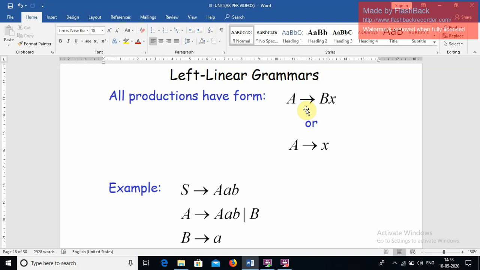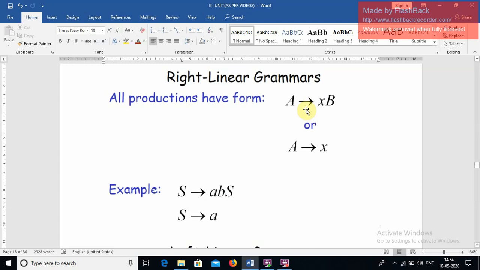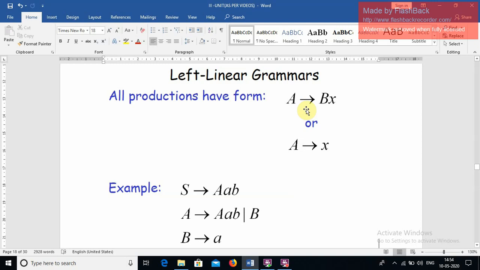Left linear grammar means the non-terminal exists on the RHS, but it is the leftmost one. In the same way, in the right linear grammar, the non-terminal exists at the RHS, at most one non-terminal, but it is the rightmost one. So that is the thing: context free, linear grammar, right and left linear grammars. These are the examples.